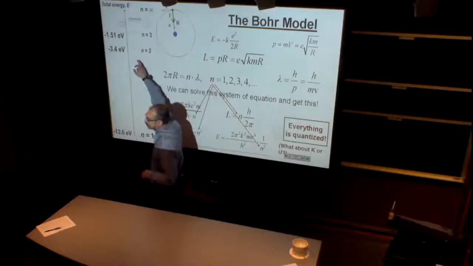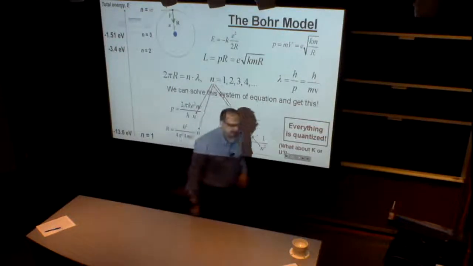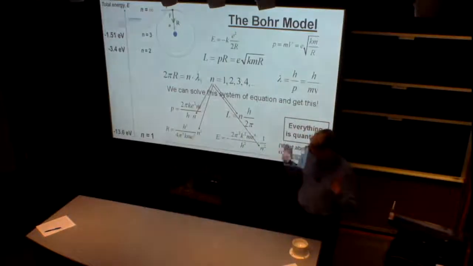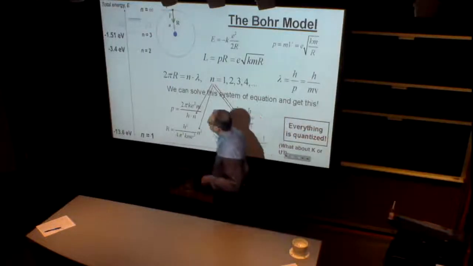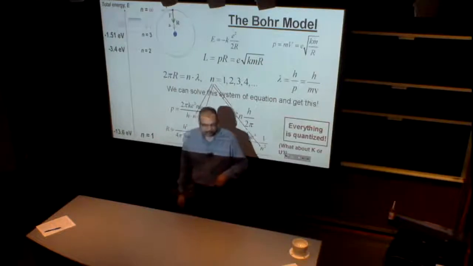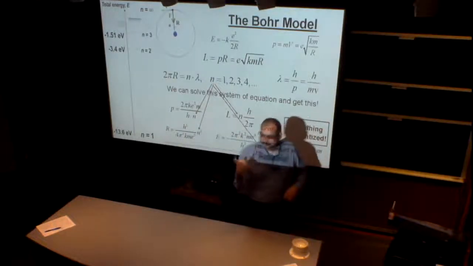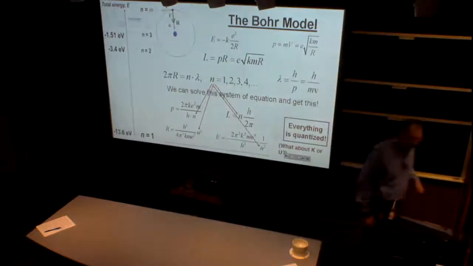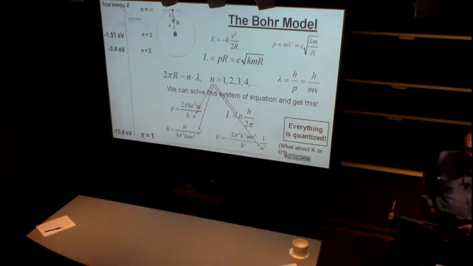That means the atom has energy of negative 3.4 electron volts. An electron can jump down, which means the atom might lose some energy, an electron kind of getting closer to the nucleus. Yes? So the total energy we're talking about is the total energy of the atom and not the electron?